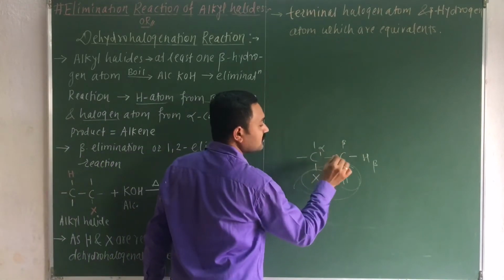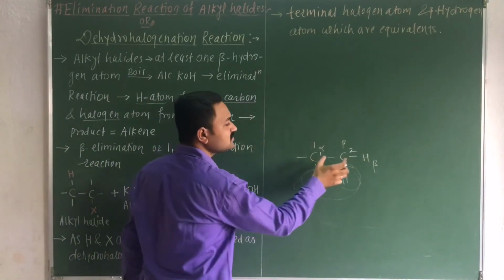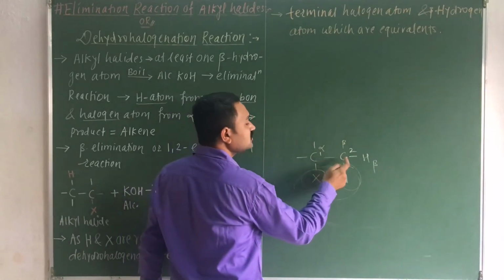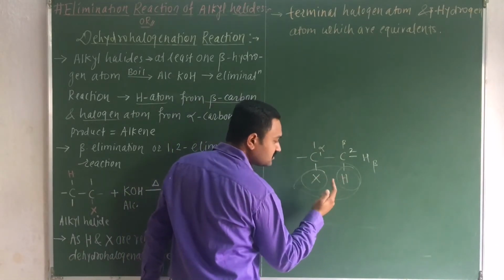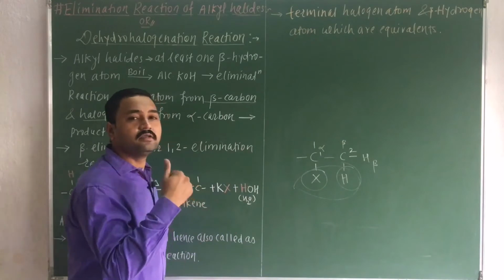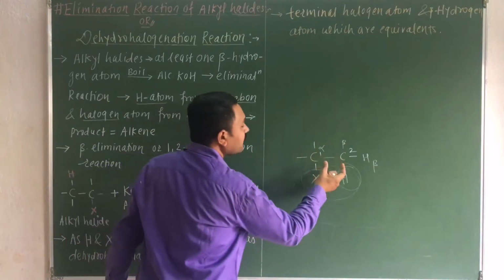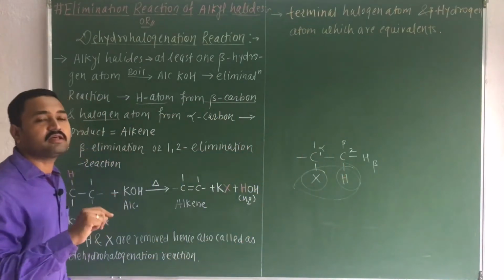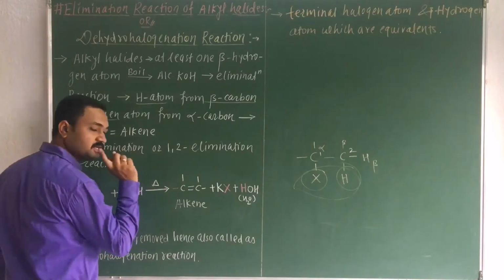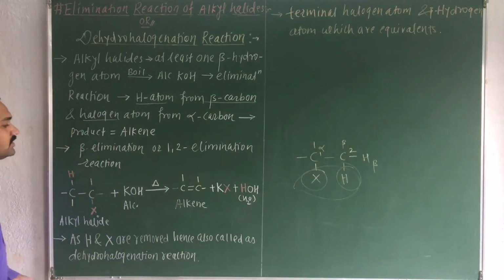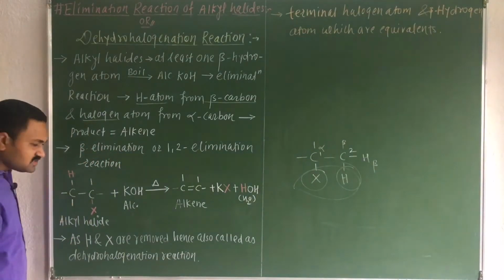This is the 1 and the 2 carbon atom. I have simply given numbering here. So this hydrogen as well as the halogen is removed from this molecule, hence it is also called a 1,2 elimination reaction. Now let us consider a general reaction.